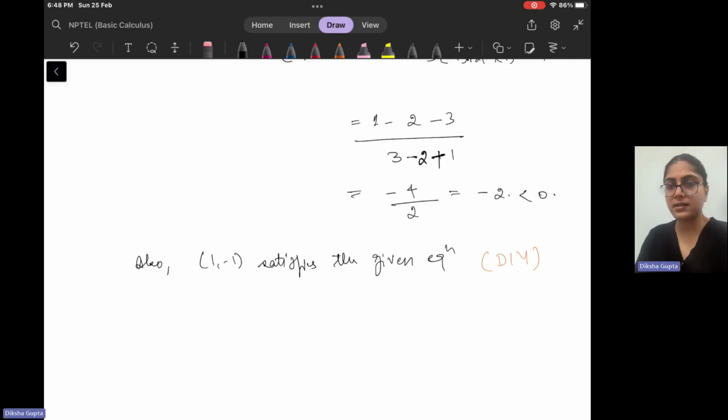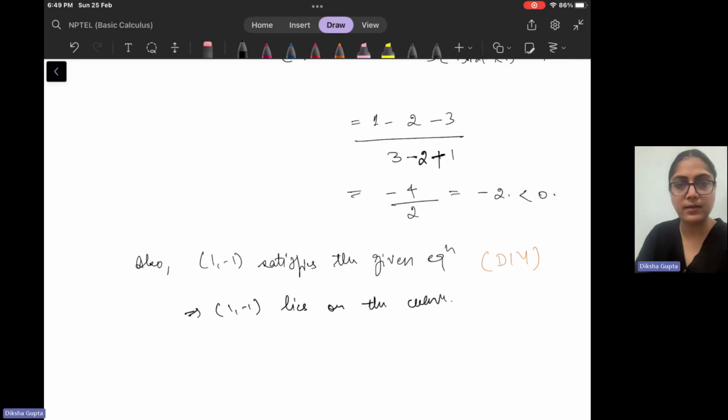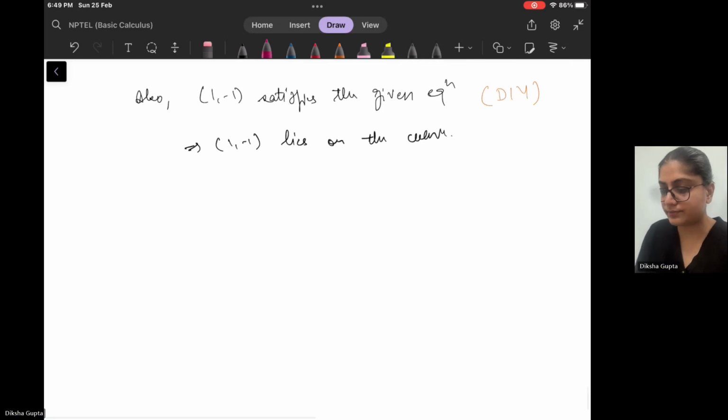Yeah, so you can check that the point (1, -1) lies on the curve. So we are able to find the slope of the tangent to the curve at that point. All right. Next question.